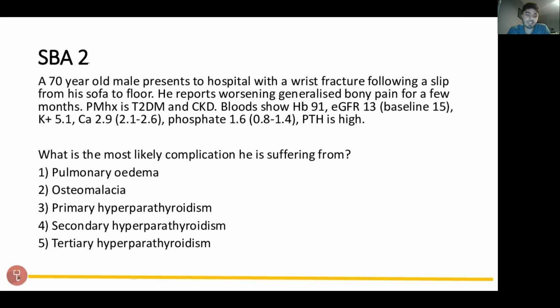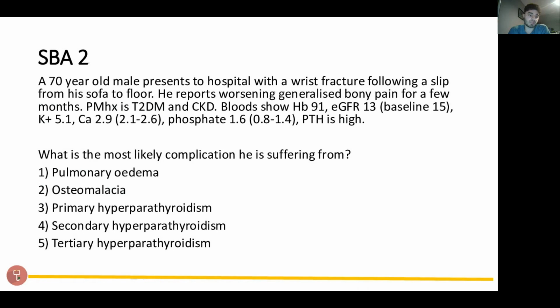He's got CKD, likely secondary to diabetes, and his bloods show he's anemic. His eGFR is very low. Potassium is normal, but on the higher side. He's got a raised calcium, a raised phosphate, and a raised parathyroid hormone. And what we're asking really is, which complications is he suffering from?